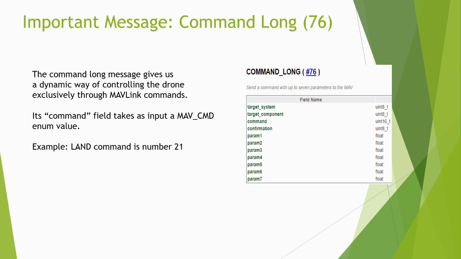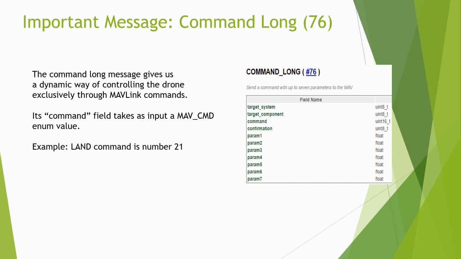Let's check out another important MAVLink message, and this is command long, MAVLink message number 76. This is a very unique MAVLink message because it actually allows you to command the drone in hundreds of different ways with the same MAVLink message number 76. This is done by modifying the command field of the message. MAVLink provides us with a MAV_CMD enum, which essentially maps a number to a unique command. So for example, the MAV_CMD enum maps the number 21 to the command to land the drone. So if we send a command long message with the 21 in the command field, the drone will land.